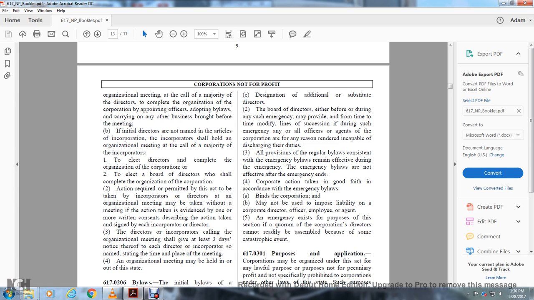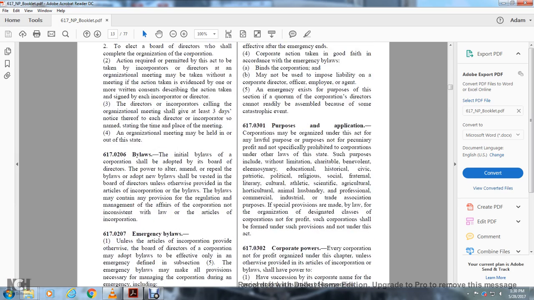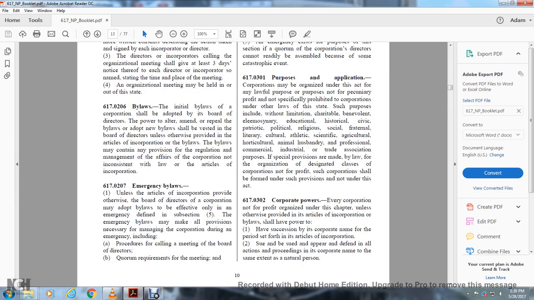A. Binds the corporation. B. May not be used to impose liability on a corporate director, officer, employee, or agent. 5. An emergency exists for purposes of this section if a quorum of the corporation's directors cannot readily assemble because of a catastrophic event.